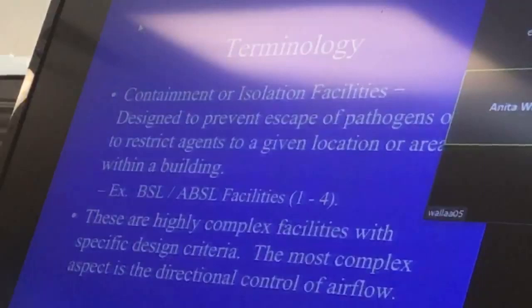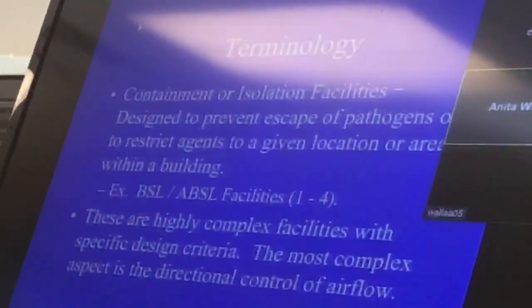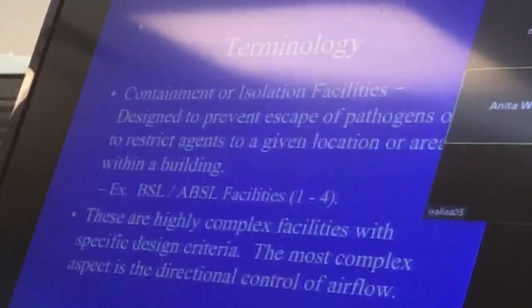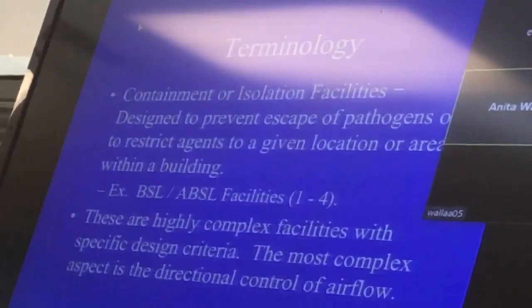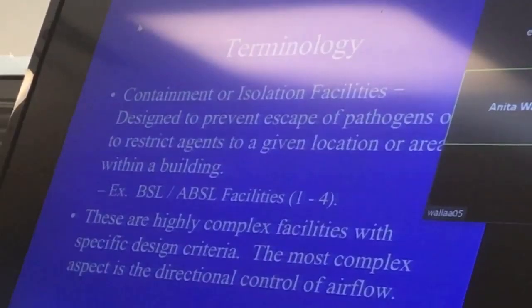When we talk about containment or isolation facilities from a research perspective, we are talking about facilities that are designed to prevent escape of pathogens or restricted agents to a given location or area in the building. The classic definition of those is biosafety levels, and those facilities range from biosafety level 1 to biosafety level 4. A biosafety level 1 facility can be like a typical barbarian or a typical private practice, where there are no agents that are going to be overly infectious. It's just routine things. But they do have some ability to cause some subclinical disease, but it's not life-threatening.